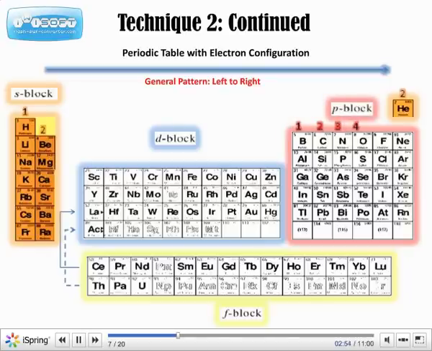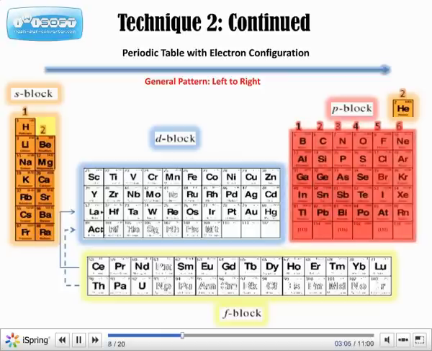The P sublevel can hold a maximum of 6 electrons. The last 6 columns on the periodic table represent the P sublevel. For example, B to Tl represents P1, C to Pb represents P2, N to Bi represents P3, O to Po represents P4, and so on.